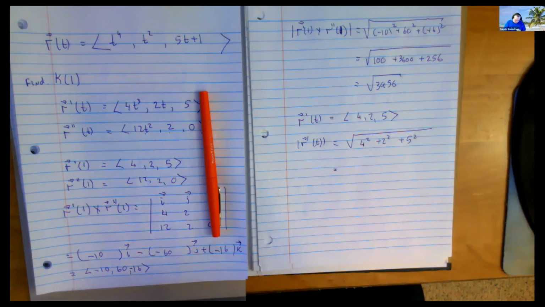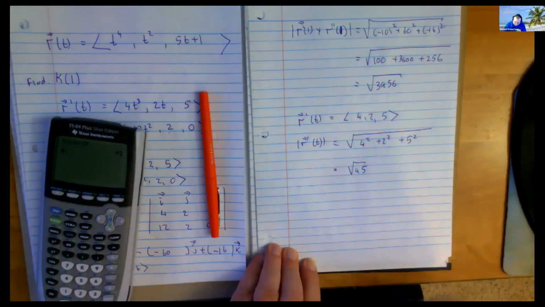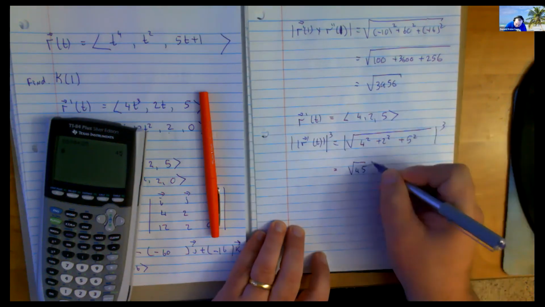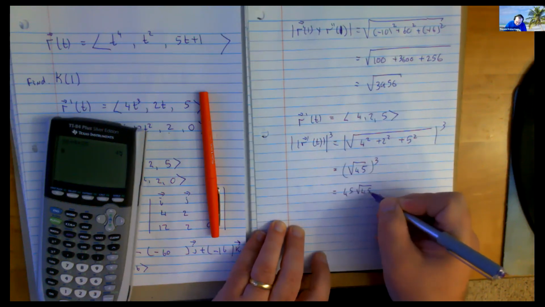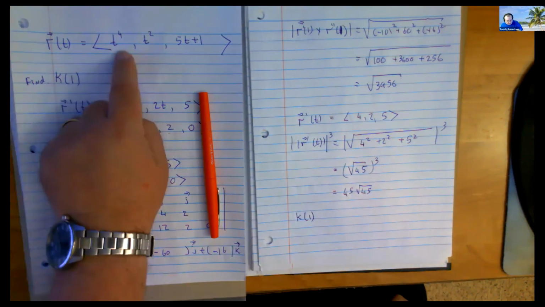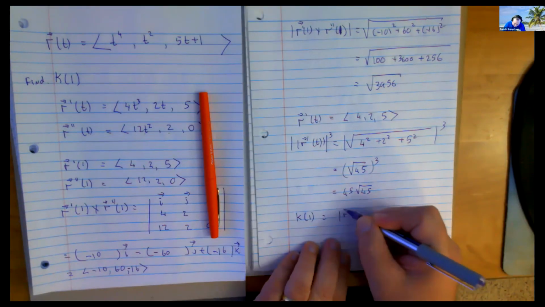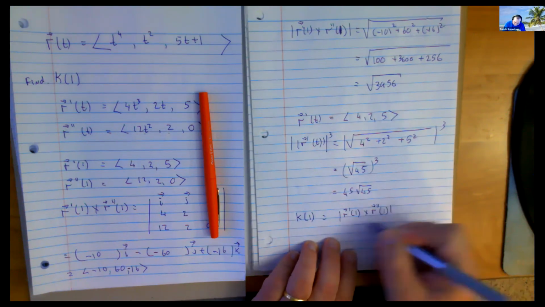So let's see what that gets me. That gets me 16, add 4, add 25, which is the square root of 45. And then if you cube it, you get 45 square root of 45. So the curvature of this fella at t equals 1 is given by this fella divided by this fella.